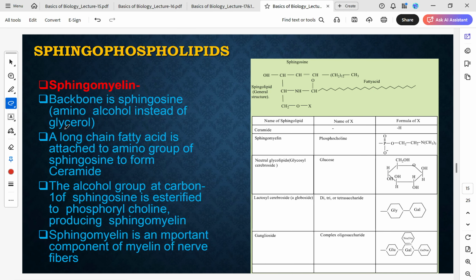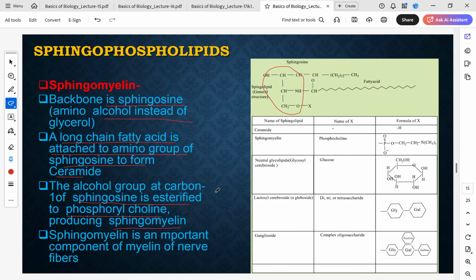Now in case of sphingophospholipid, sphingosine is the backbone, an amino alcohol instead of glycerol. So the sphingosine forms the backbone. A long chain of fatty acid is attached to the amino group of sphingosine to form ceramide, and the alcohol group at carbon 1 of sphingosine is esterified to phosphorylcholine to produce sphingomyelin. Sphingomyelin is a very important component of the myelin sheath of nerve fibers.